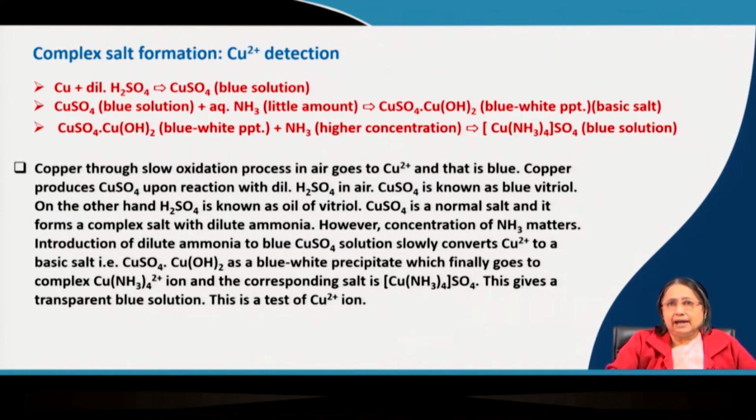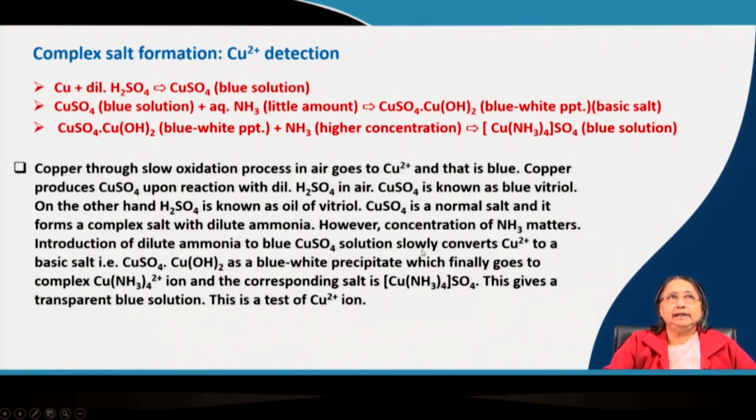Now, from the acid base chapter I told you that copper sulphate is a normal salt. It is neither an acid salt nor a basic salt, it is a normal salt, and it forms a complex salt with dilute ammonia. So, if you take some copper ion, say copper sulphate, and put the ammonia solution there, then depending on the concentration of ammonia, different reactions occur. What is happening? Introduction of dilute ammonia to blue copper sulphate solution.